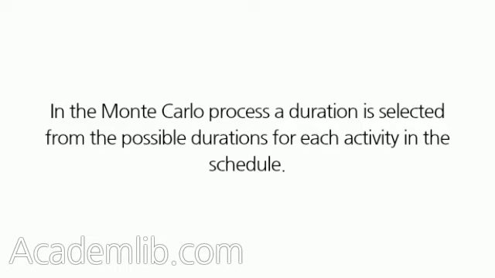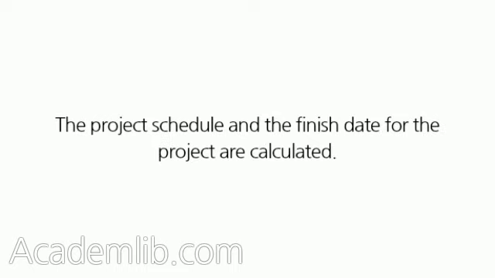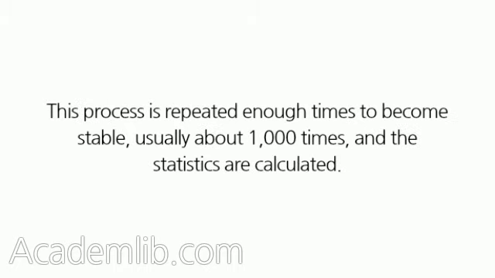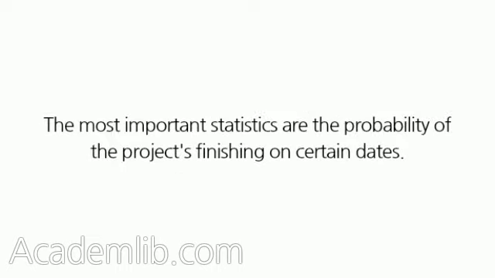In the Monte Carlo process, a duration is selected from the possible durations for each activity in the schedule. The project schedule and the finish date for the project are calculated. Once the project completion date is calculated and recorded, a new set of dates is picked for the activities in the project, and the next project finish date is calculated and saved. This process is repeated enough times to become stable, usually about 1,000 times, and the statistics are calculated. The most important statistics are the probability of the projects finishing on certain dates.